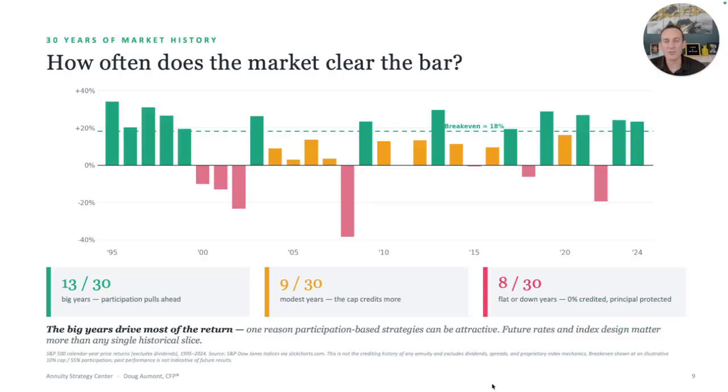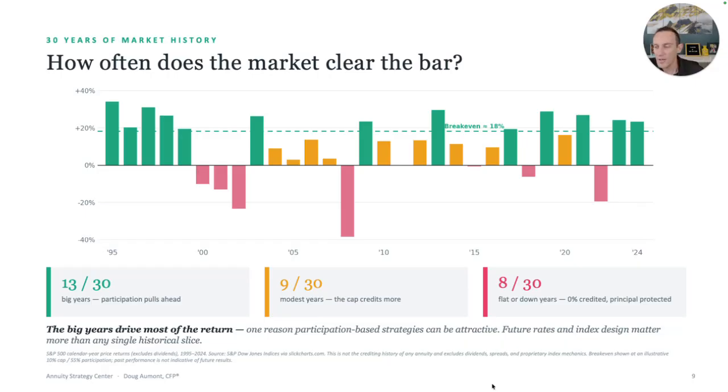And so this chart illustrates going back over 30 years, looking at the S&P 500, which strategy would have won. This is showing the actual rates of return over the past 30 years. The green bars are showing which years the participation rate strategy would have done better. The yellow or gold bars are showing which years the cap rate strategy would have outperformed. And those red bars are when the markets were down and neither strategy would have received any interest in those years.